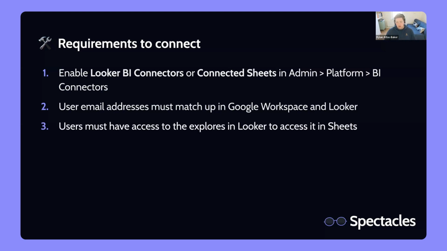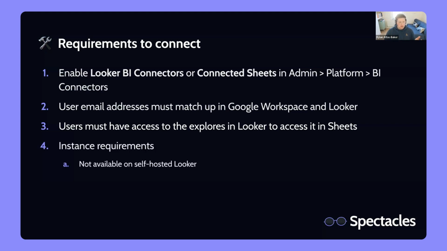Users must have access to the explorers in Looker that they want to access in Sheets. This kind of goes without saying, but the user in Sheets has access to the same data that they have in Looker. So the same governance model is in place there. If you have access to something in Looker, you have access to it in Sheets. You can't access things in Sheets that you couldn't otherwise access in Looker.